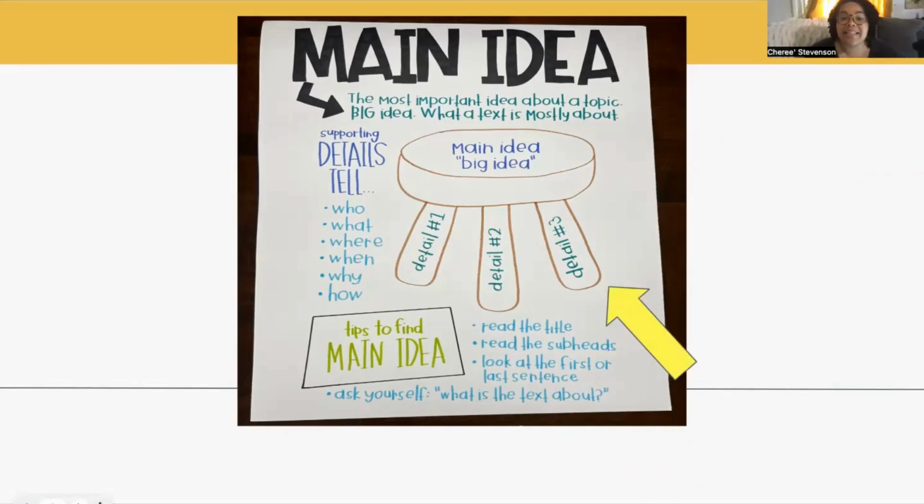Next is our supporting details. This anchor chart only allows for 3 supporting details, but with our anchor charts that we do later on in class, you can have 3 or 4. But basically, we're looking for pieces of evidence that prove the main idea is the main idea. And those are going to be the legs. They support the table.